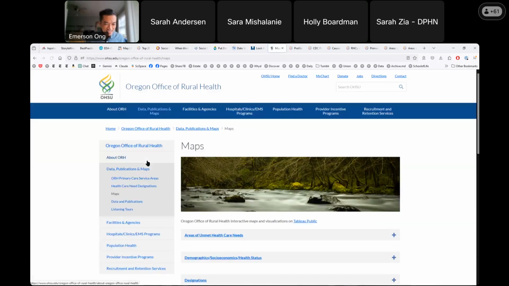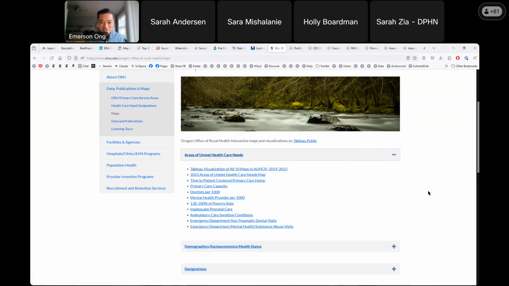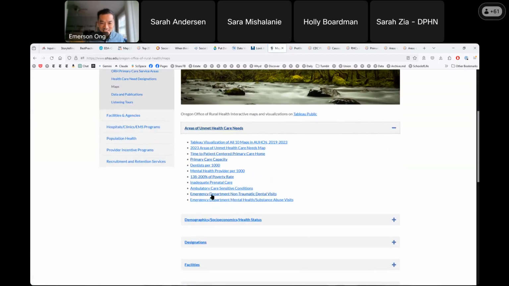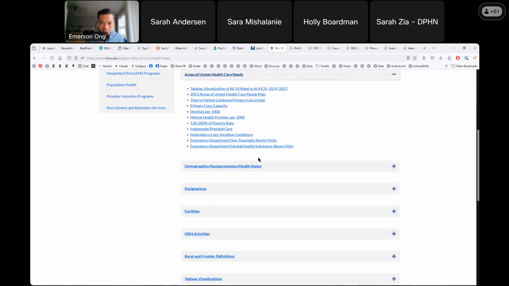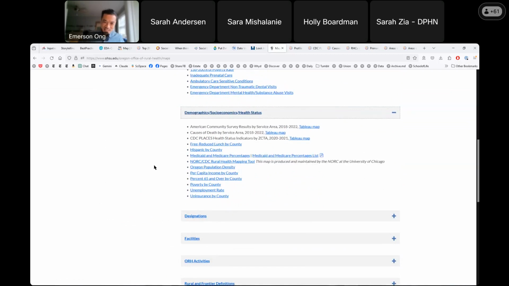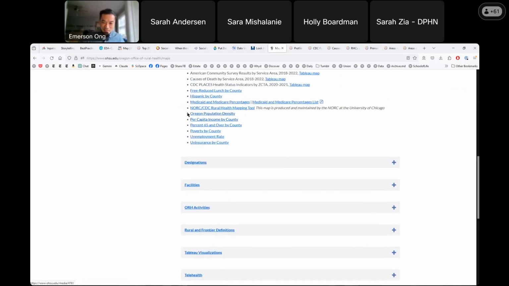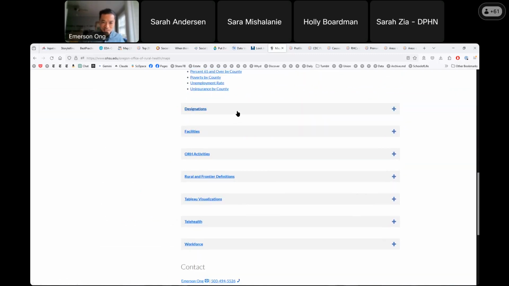Maps. Okay, so this is where all the maps on our website are. These are the maps for the areas of unmet healthcare need. There's a static map for each of the 9 variables plus the final unmet need variable. Demographics, socioeconomics, health status data. All these are in PNGs, so you can easily put them in your presentations or reports.